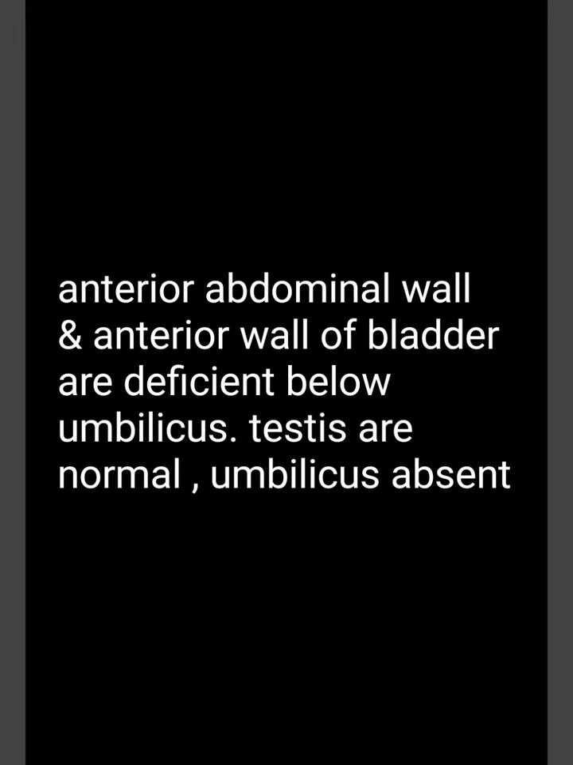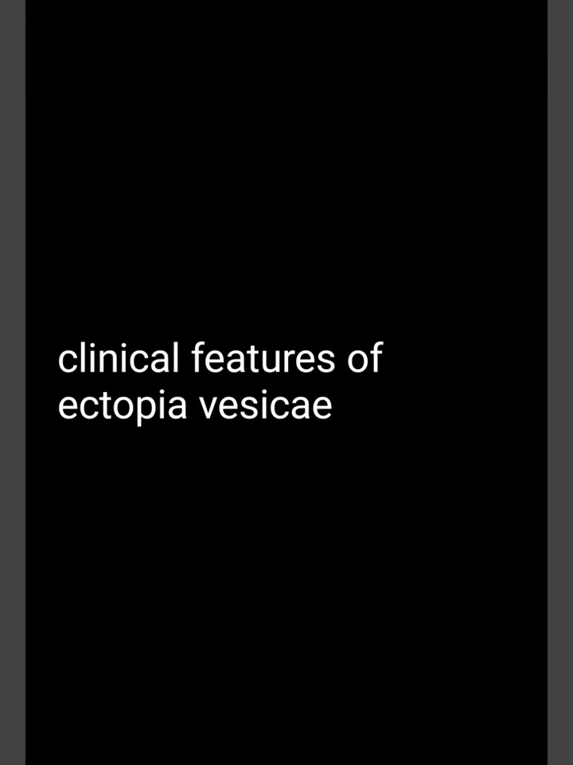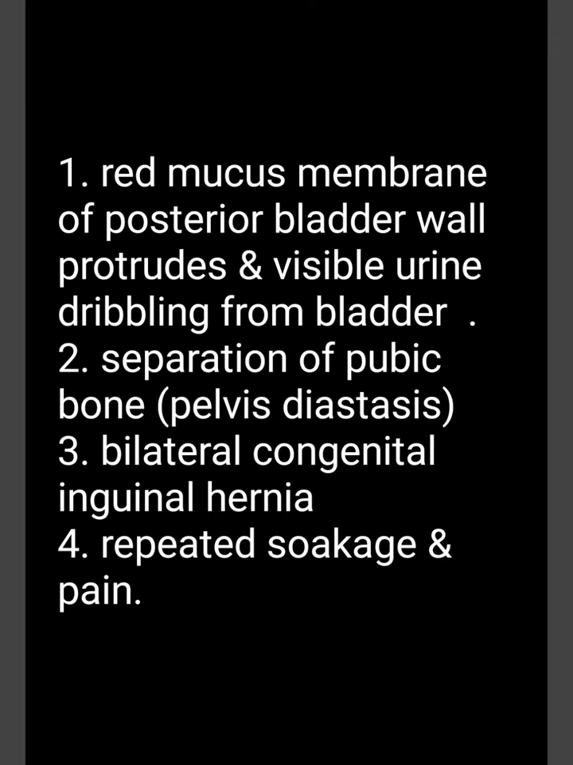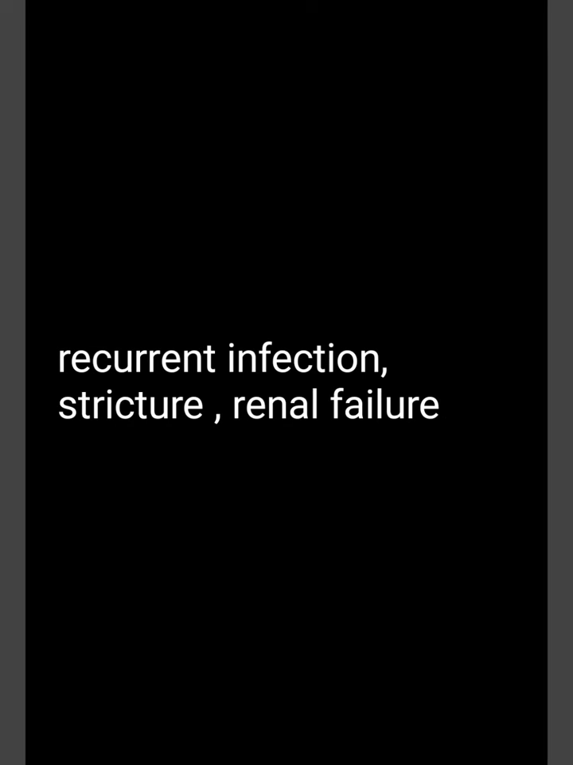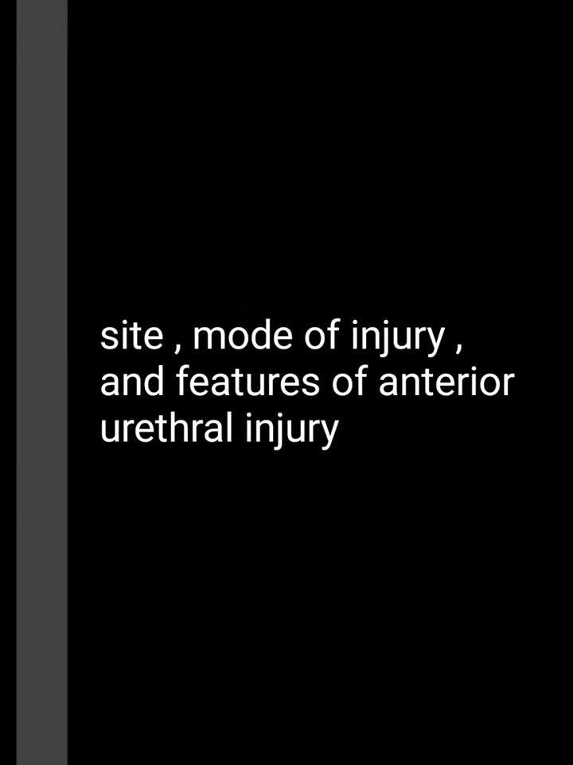What's ectopia vesicae? Anterior abdominal wall and anterior wall of bladder are deficient below umbilicus. Testis are normal, umbilicus absent. Clinical features of ectopia vesicae: 1. Red mucous membrane of posterior bladder wall protrudes and visible urine dribbling from bladder. 2. Separation of pubic bone, pelvic diastasis. 3. Bilateral congenital inguinal hernia. 4. Repeated soakage and pain. Complications of ectopia vesicae: recurrent infection, stricture, renal failure.